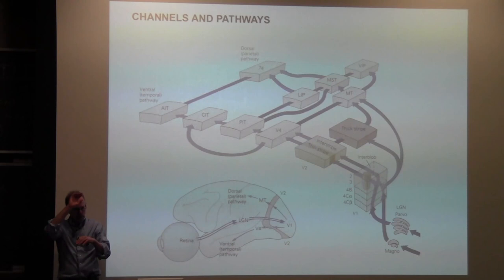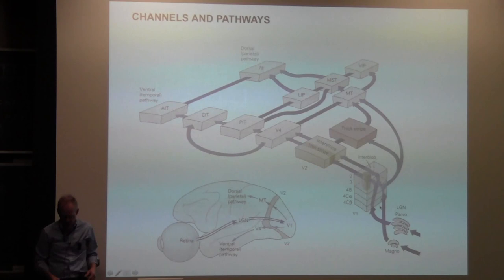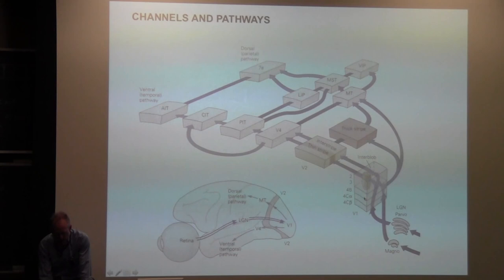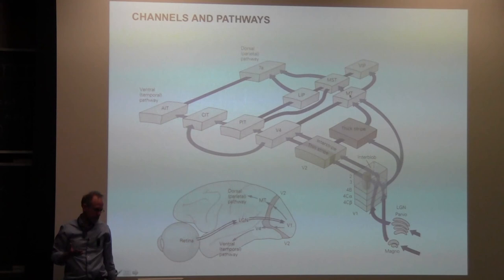So because of the channeling of information in V1, you've got this unusual substratification of layers. And motion information goes through layer 4C alpha, and then through layer 4B, and then out. And that motion information partly goes out directly from 4B to this area that's called MT. MT stands for middle temporal. It's a completely separate visual area with a separate map of visual space in which most of the cells are processing information about motion, about the direction of motion, about the speed of motion, and about where things are in space.